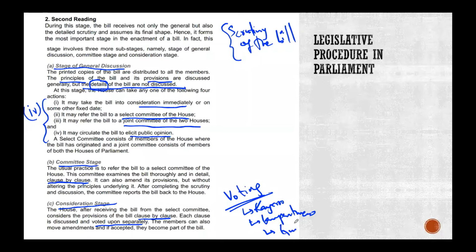Okay, you guys know, right? And the members can move amendments, and if accepted, they become part of the bill. In fact, I think it is better if you can watch one bill discussion in at least one house. It'll make this entire process relatively simple. It just seems like a complicated process in the beginning, but eventually you'll realize, okay, this is the way you go about doing things.